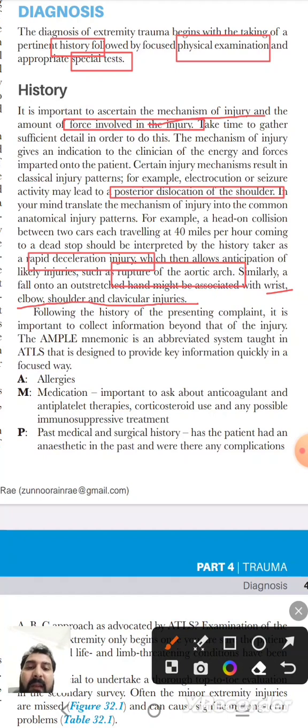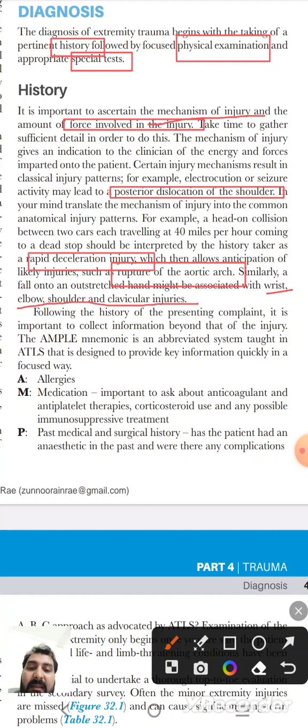Following the history of the presenting complaint, it is important to collect information beyond that of the injury. The mnemonic is AMPLE. A for allergies, M for medications like anticoagulants, antiplatelets, corticosteroid use, or any other possible immunosuppressant treatment. We have to stop the anticoagulation before the operation because it can result in massive blood loss.